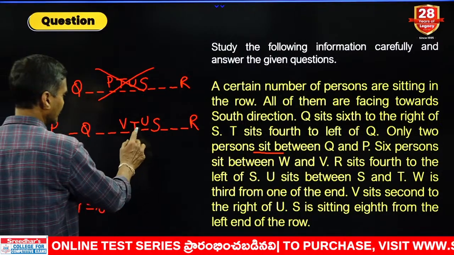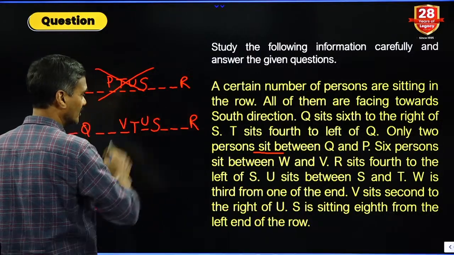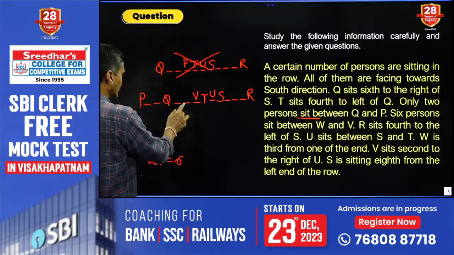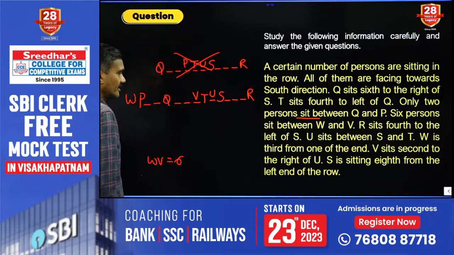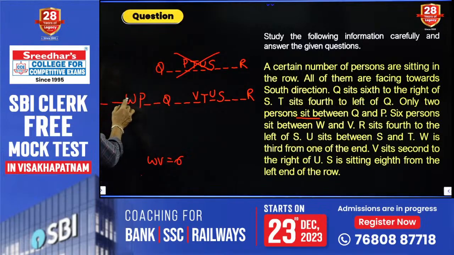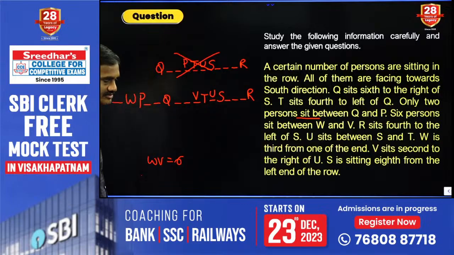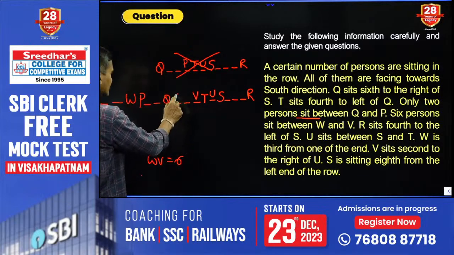And 6 people, 1, 2, 3, 4, 5, 6. W and R must be in the same place, not possible. Hence on this side, 1, 2, 3, 4, 5, 6, now W is here. If W is here, W is third from one of the extreme ends, and there are 2 persons to the right hand side of W. Then V sits second to the right of U, and S is sitting 8th from the left hand of the row. 3, 4, 5, 6, 7, 8, S is here.